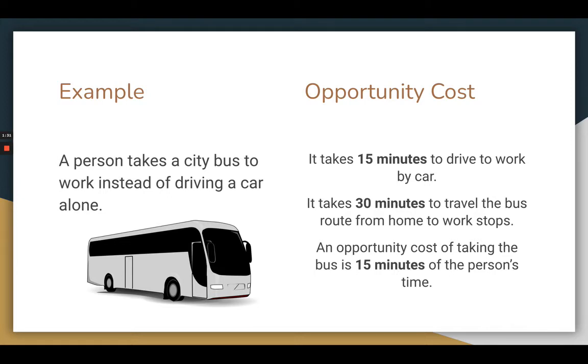And if you put that together, an opportunity cost of a person taking the bus is 15 minutes of that person's time. So what we looked at here is this person decided to take the bus. Well, what did they miss out on by taking the bus instead of riding in their car alone? Well, they lost 15 minutes of their time because it would have been 15 minutes quicker to travel to work by car than by taking the bus.